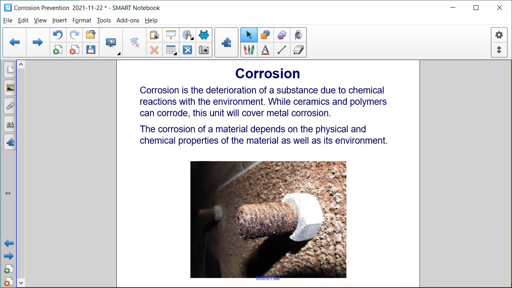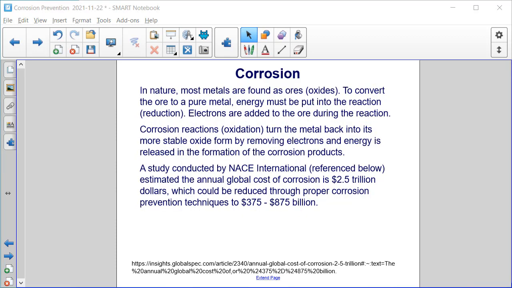You can see in the image some evidence of metal corrosion, which we'll discuss in more detail in the rest of this section. In nature, most metals are found as ores or oxides. To convert the ore to a pure metal, energy must be put into the reaction as a reduction. Electrons are added to the ore during this reaction. Corrosion reactions, or oxidation, turn the metal back into its more stable oxide form by removing electrons, and energy is released in the formation of the corrosion products.